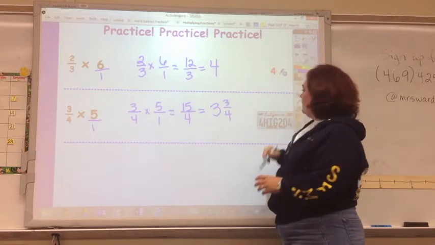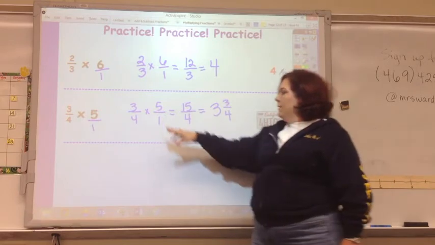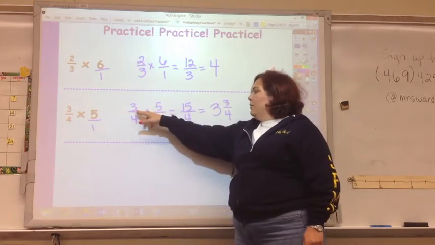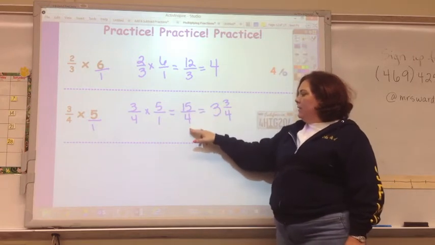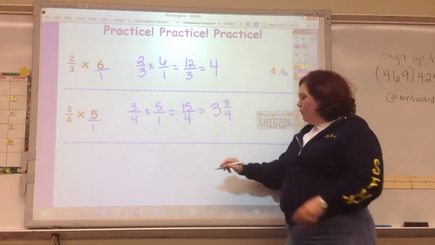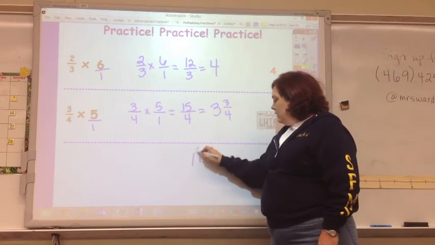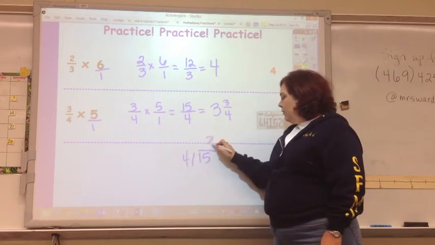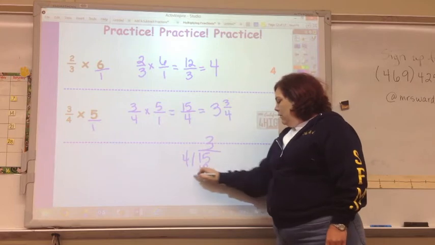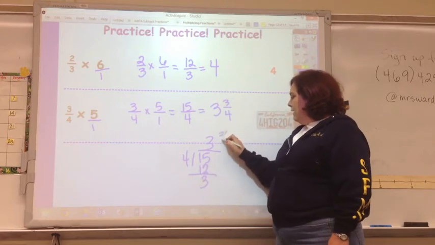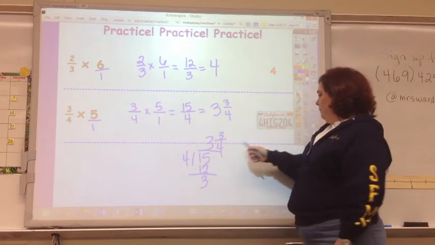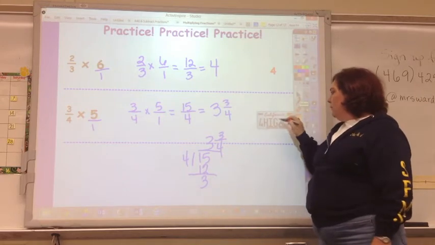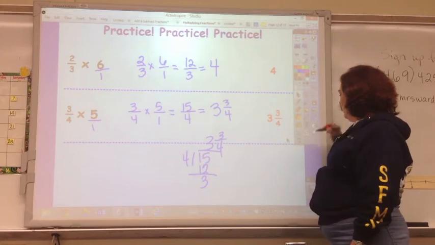And 3/4 times 5 over 1. 3 times 5 is 15. 4 times 1 is 4. And then I'm going to divide 15 divided by 4. 15 divided by 4 goes in 3 times. And with 3 left over and 4 as my denominator. So 3 3/4. So that's all good.